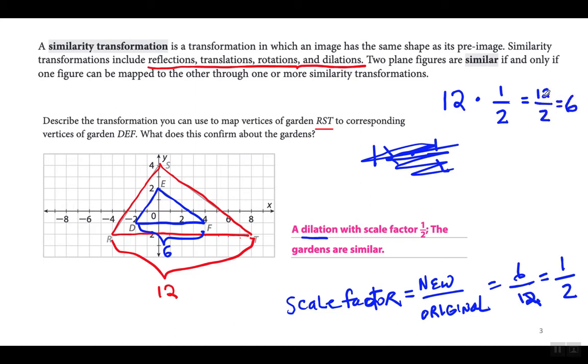12 times 1/2 is 6, all right? So the scale factor is 1/2, all right? That's an easy example of what you're going to be doing in this chapter. I'll do more examples in a second. Let me just try to repeat that as quickly as I can in Spanish.